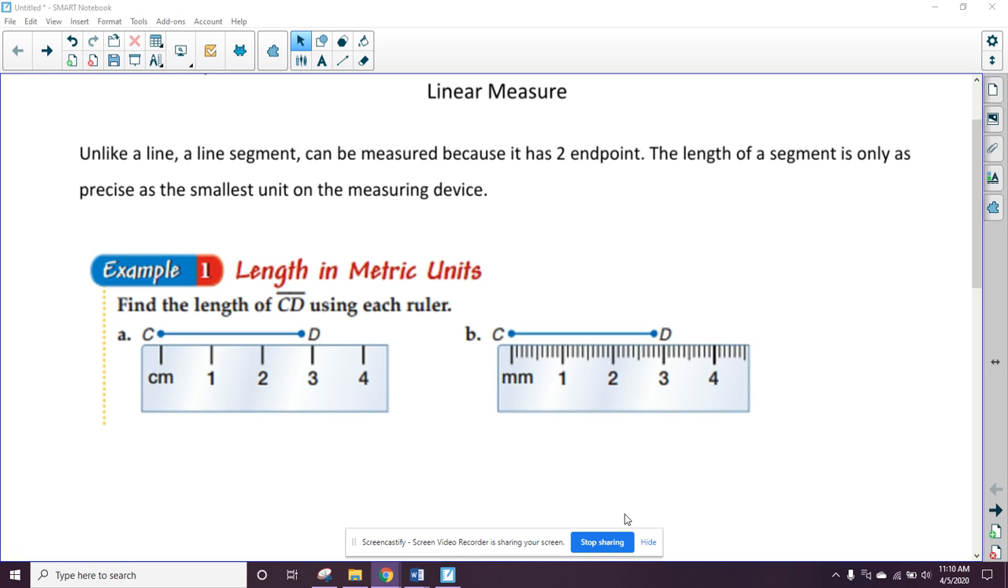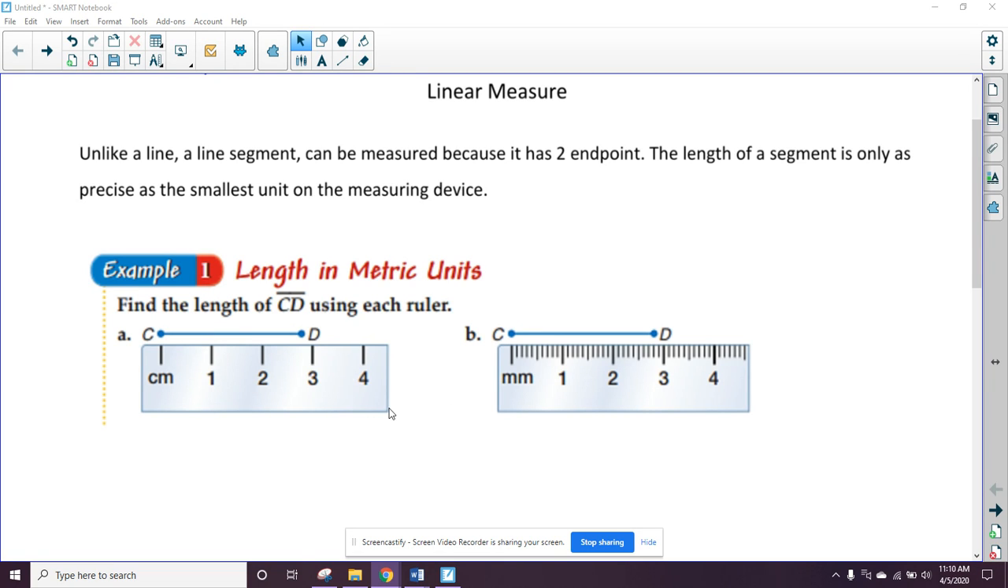Today we are learning about linear measures. Unlike a line, a line segment can be measured because it has two endpoints. The length of the segment is only as precise as the smallest unit of the measuring device you are using. So if you're using a ruler, it all depends on the smallest measurement on that ruler.